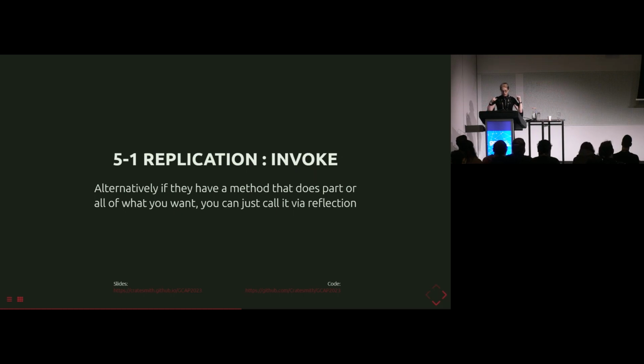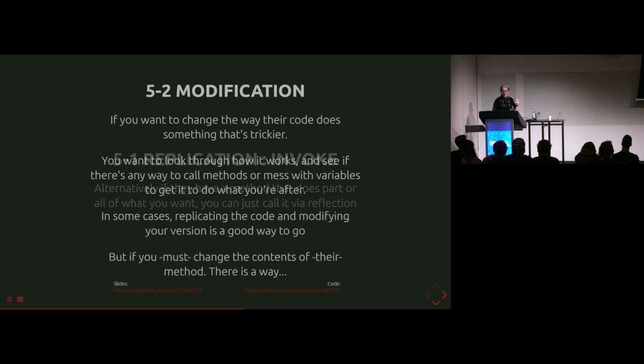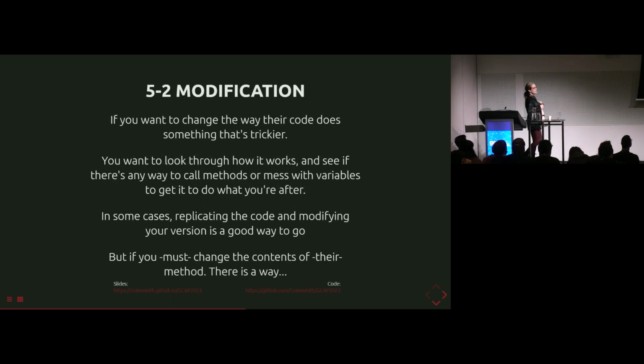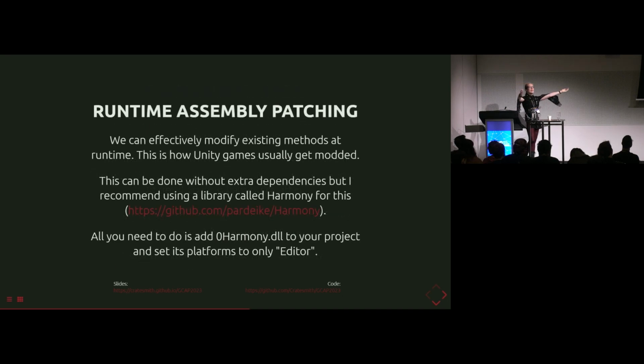Disgusting? Yes. Very useful. Okay, so this is where we get to, what is this talk actually about? If you want to change the way that something is actually done in code, that's trickier. So first pass, check if there's any way to avoid modification. Maybe you can mess with a variable. Maybe there's a callback that can interact with this somehow. But sometimes there's no way to do it but to actually get in there and change something. And if you must change the contents of the code, there's a way of doing it that's far less scary than you think. Runtime assembly patching.